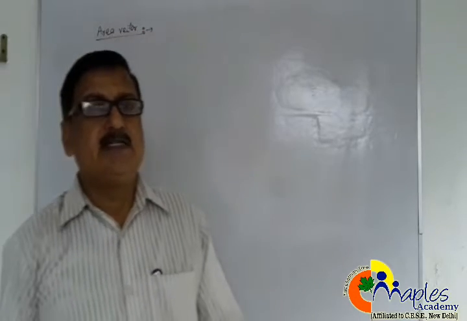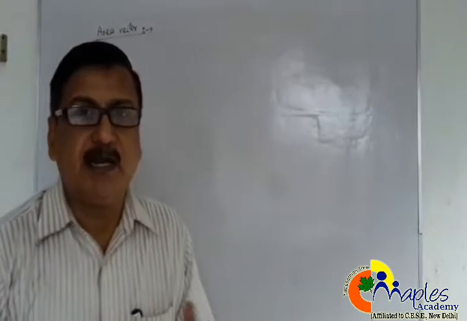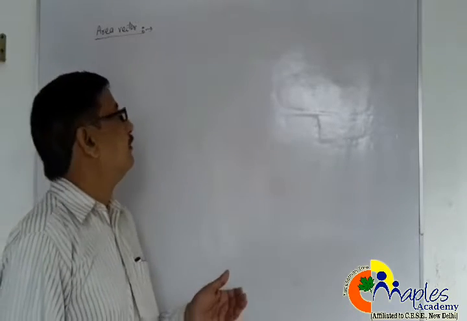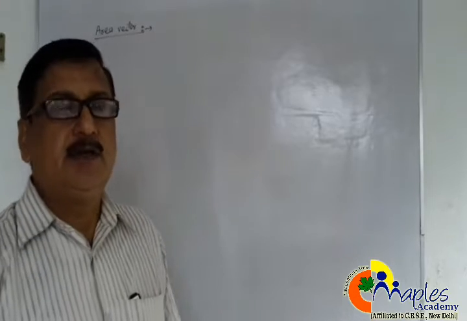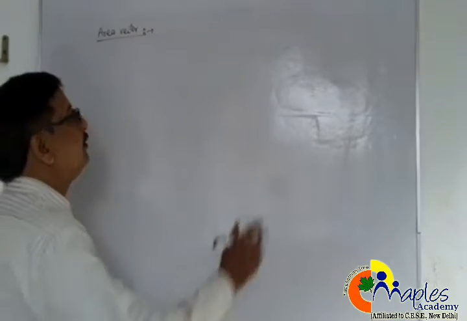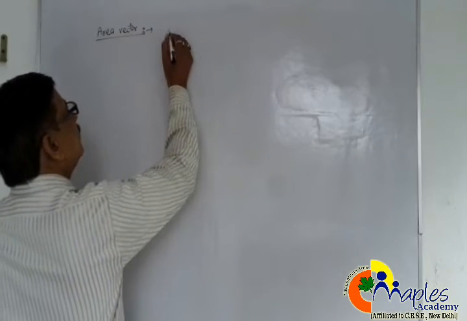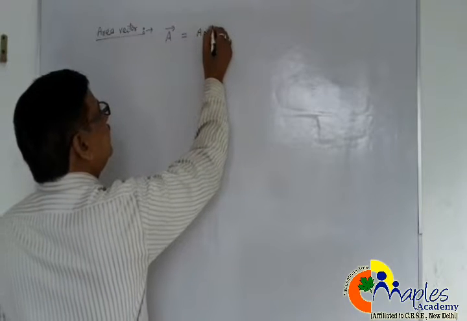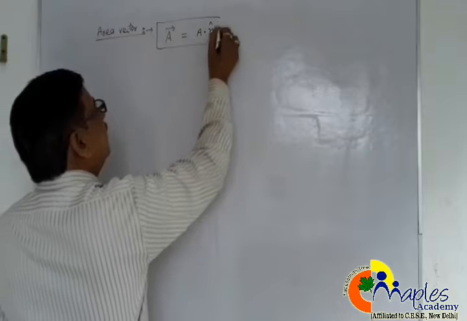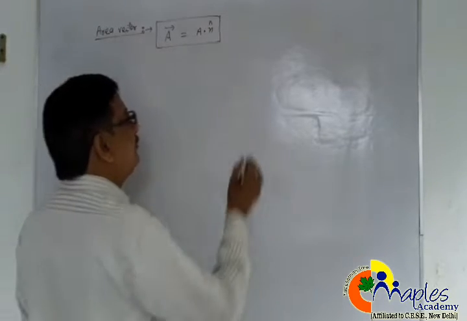Generally area is a scalar quantity, but when it is multiplied by a unit vector, then it becomes a vector. Vector equals its magnitude multiplied by unit vector n. And what is the direction of unit vector n?